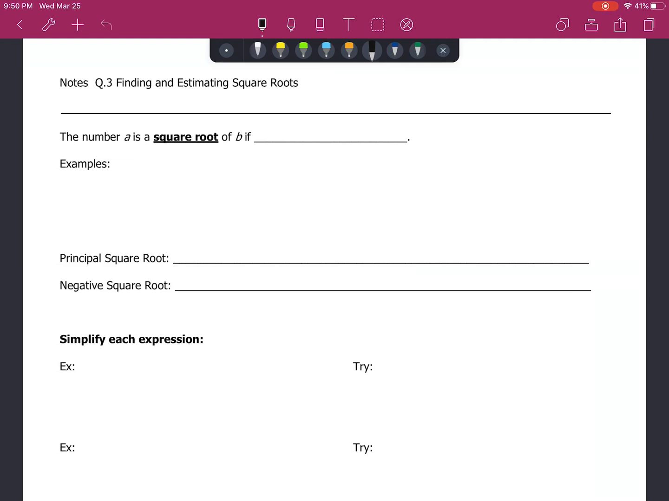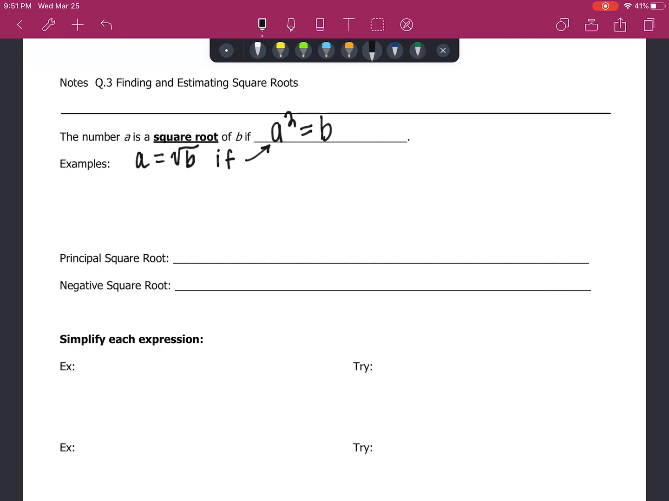Okay, in this video, we are going to talk about square roots, which we should feel pretty comfortable with. We're just going to talk a little vocabulary. The number a is a square root of b if a squared equals b.